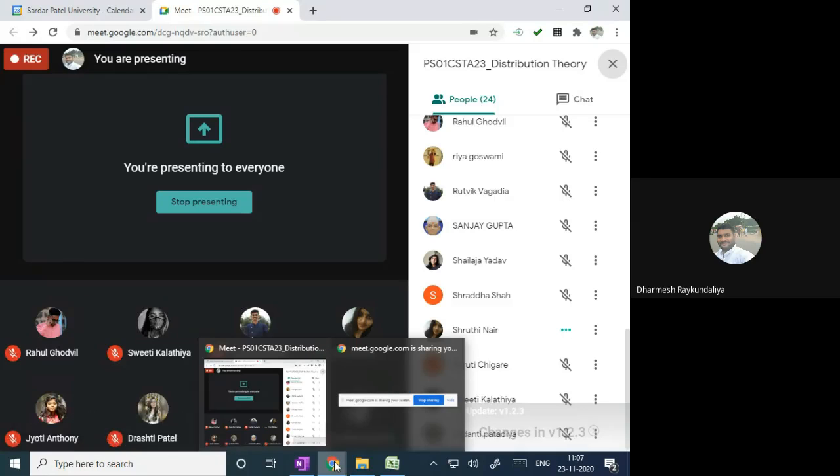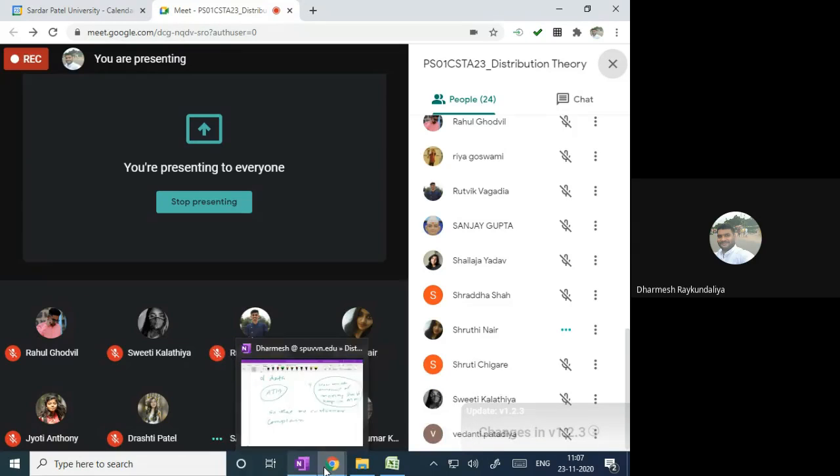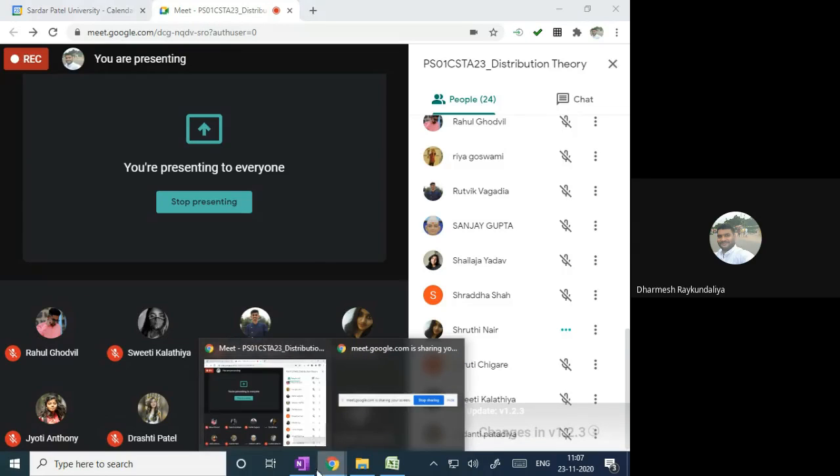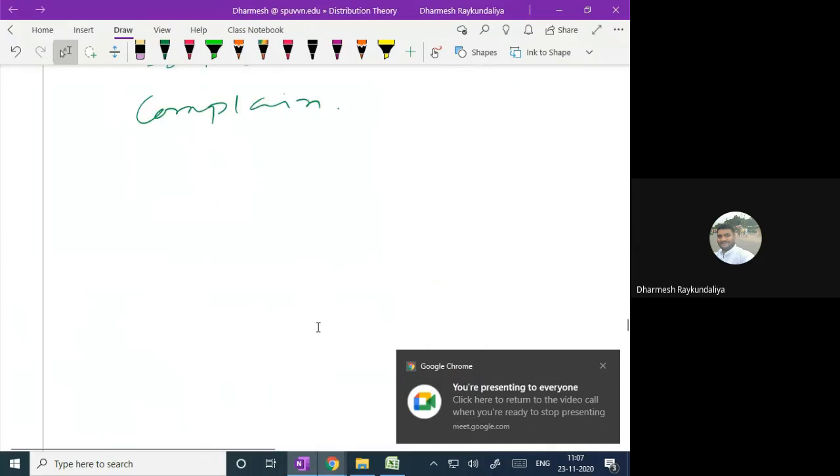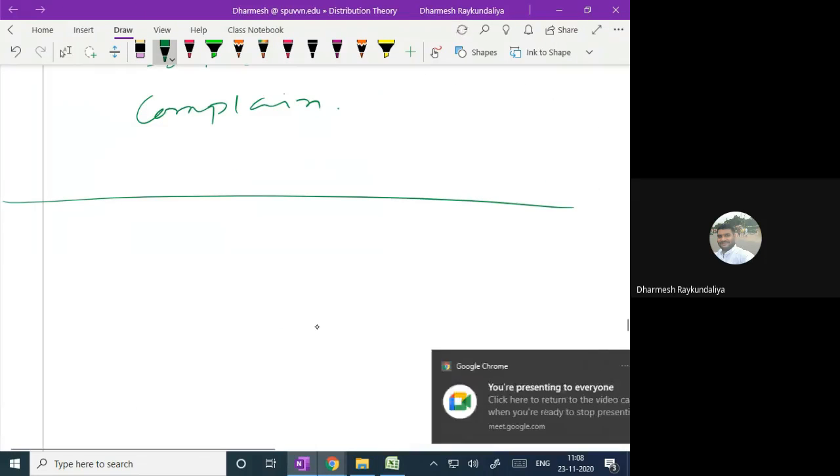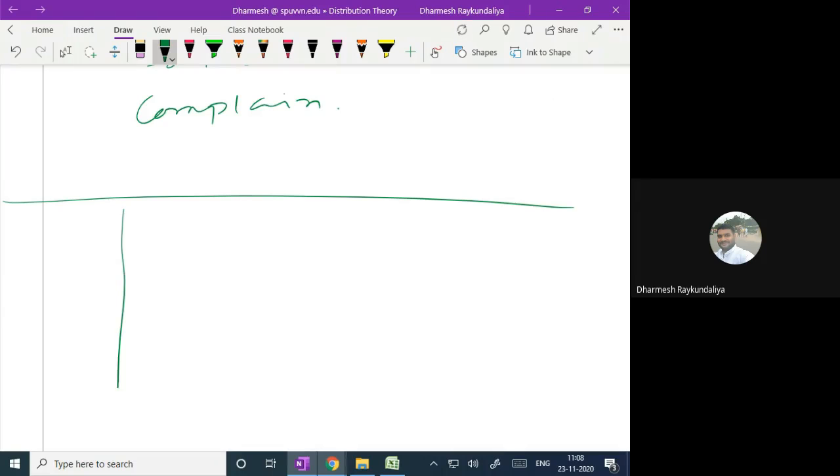Now, once I have this particular information, as I said, I will make the histogram, or you can say the density curve. And suppose the density curve is something like that. So which distribution has this kind of a curve?